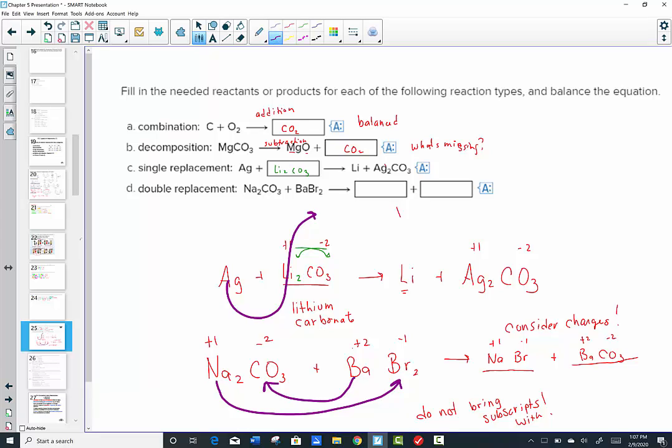We'll need a coefficient in front to balance the number of Nas and Brs. So to finish that, you ended up having 2 units of sodium bromide and 1 unit of barium carbonate. And that created a balanced chemical equation. A double replacement. Exchange the 2 positive ions and check the charges as you do so.